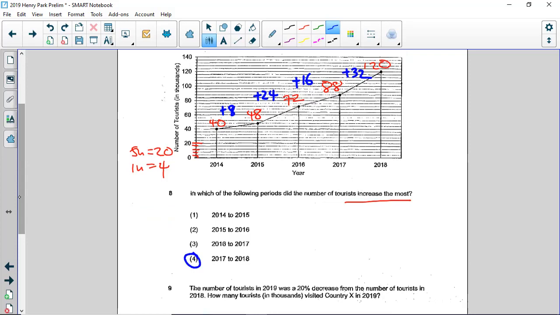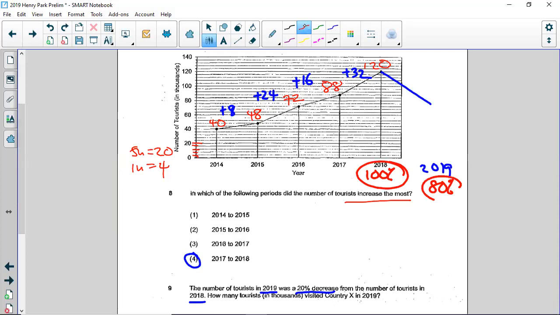All right. Okay, number 9, the tourists in 2019. So there's a year that's missing. And there was a 20% decrease from the tourists in 2018. So what does that mean? How does the line graph look like? Because there's a decrease, from 2018 to 2019 the line goes down. And there is a 20% decrease. So before you can minus 20%, you always have to start with 100%. And then you minus 20%, and 2019 will be 80%.